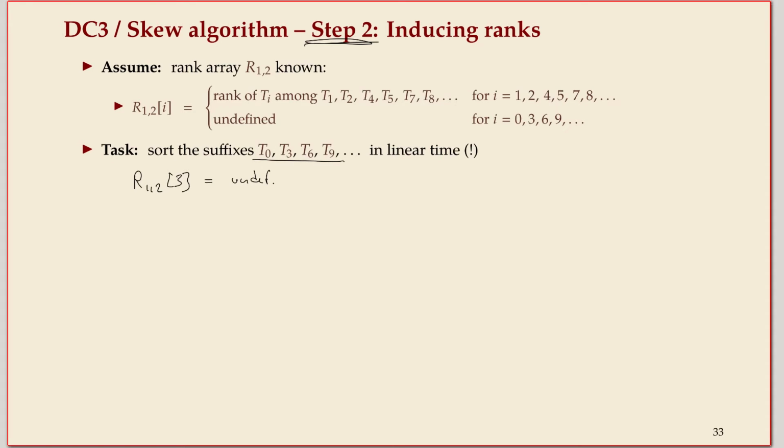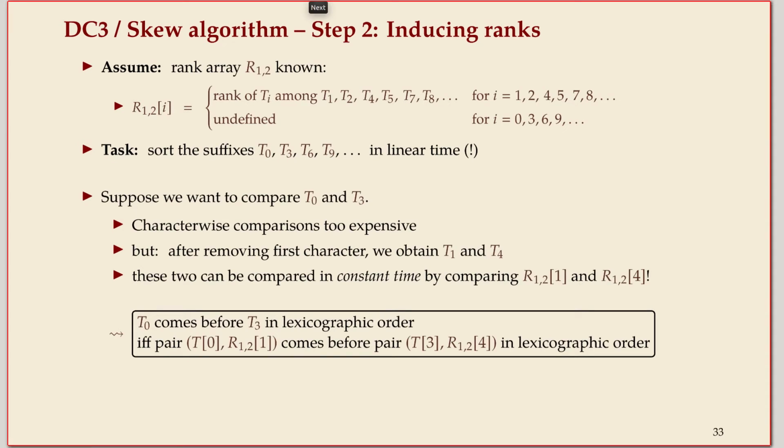And now we're supposed to sort these suffixes and do that in linear time. How should we be able to do this? We don't know anything about these because they started at other positions than those. Well, but they're all suffixes of the same text. And that means we can actually use this information that we learned. And for that, let me draw a picture. So say this is T0, the entire text.